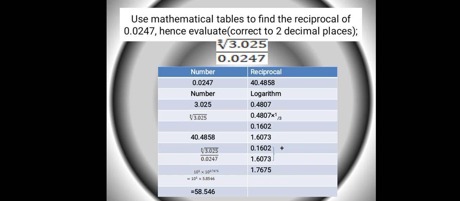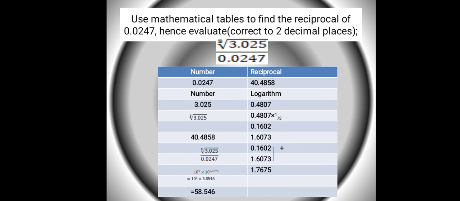Use mathematical tables to find the reciprocal of 0.0247. Hence, evaluate correct to two decimal places the cube root of 3.025 all over 0.0247. The reciprocal of 0.0247 is 40.4858. The logarithm of 3.025 is 0.4807. The cube root of 3.025 in terms of logarithms is 0.1602.